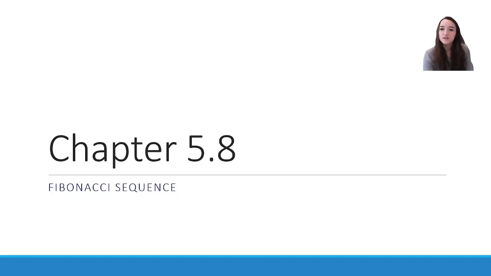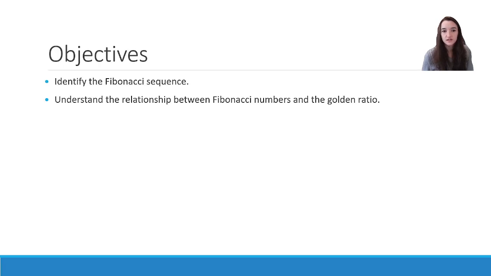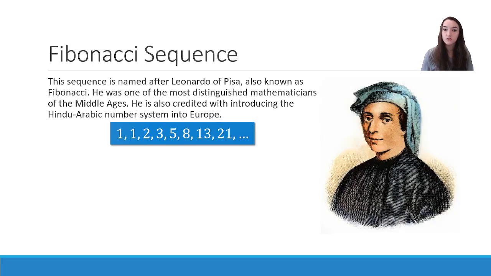Chapter 5.8, the Fibonacci Sequence. In this chapter, we're going to be learning about another special sequence that isn't arithmetic or geometric. This sequence was created by a man named Leonardo of Pisa, also known as Fibonacci.